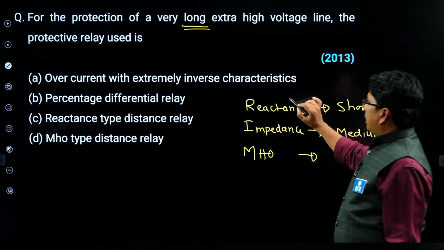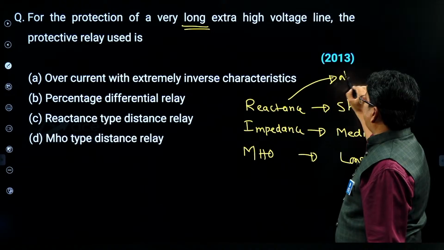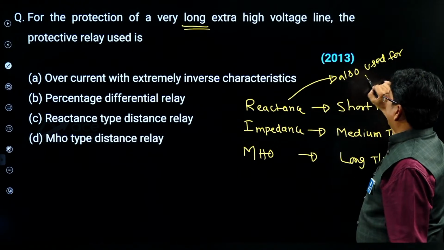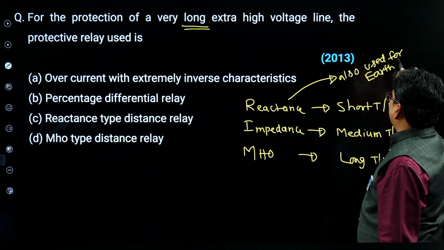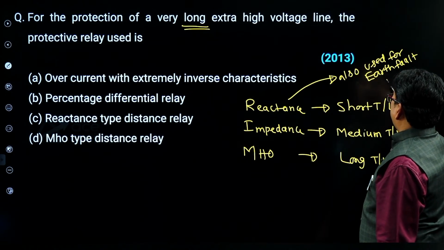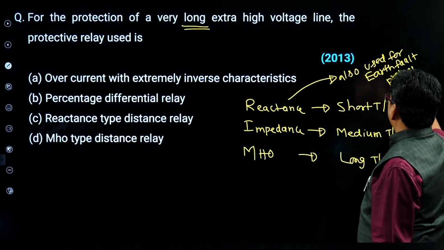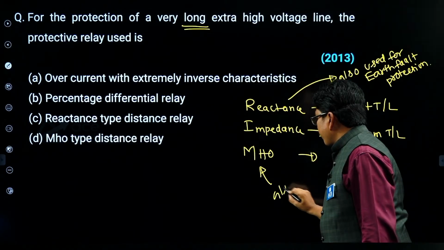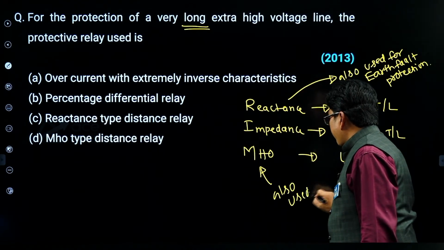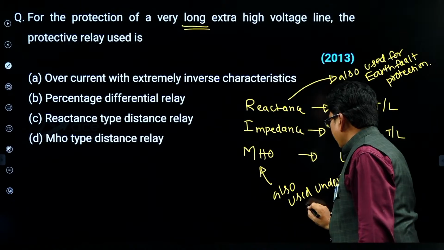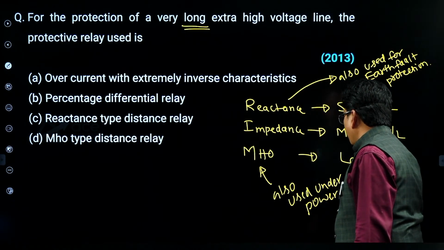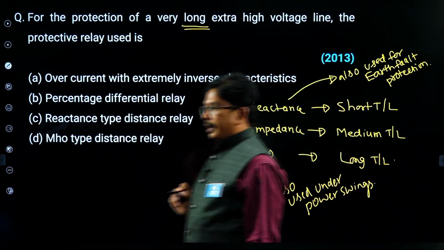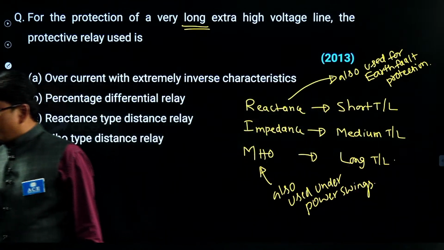So remember students, reactance relay is also used for earth fault protection. Mho relay is also used under power swings, right students? Reactance relay, impedance relay, mho relay.